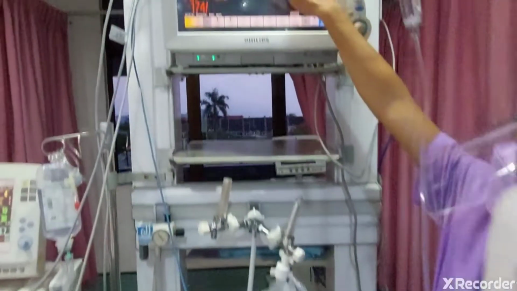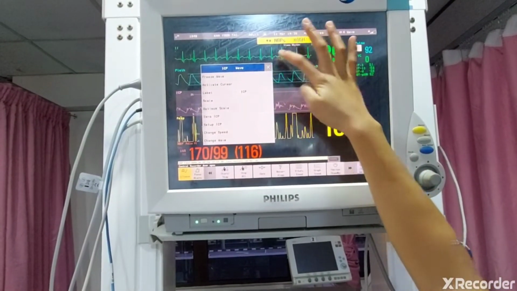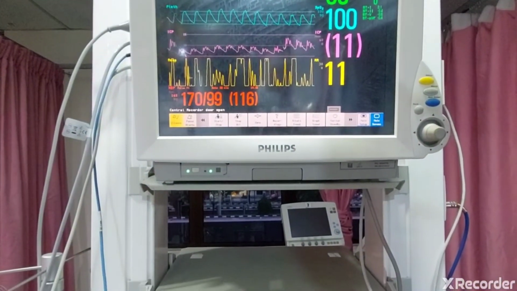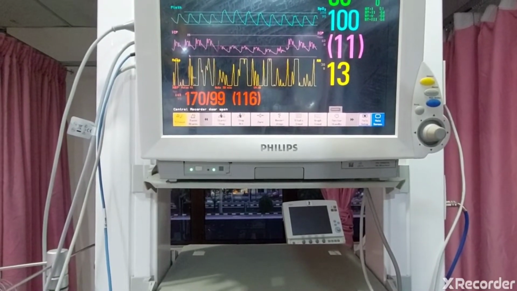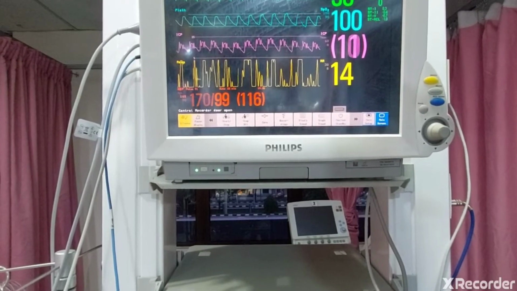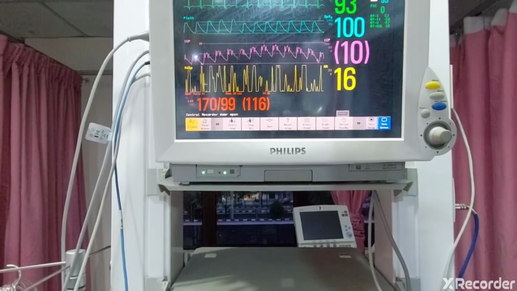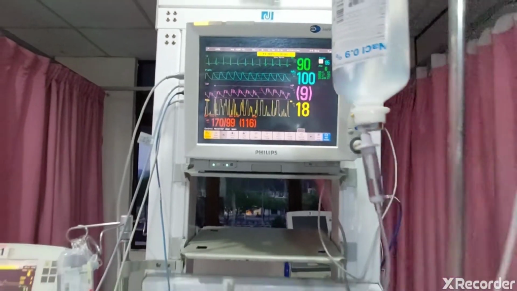go back to the monitor and press optimum scale. And then this one is the correct ICP wave. So it's 11. So yeah, well done. This is the correct procedure.